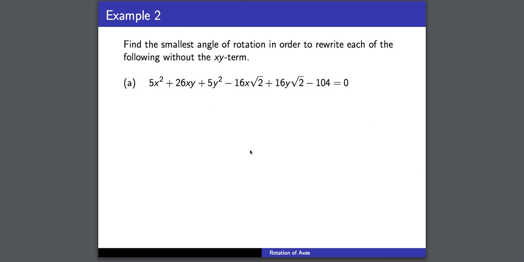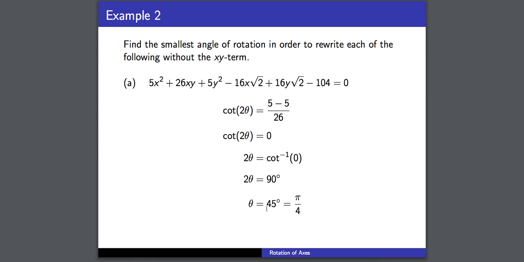Example 2: find the smallest angle of rotation in order to rewrite each of these without an xy term, so that it's going either up, down, or left, right for our various conic sections. In part A, A is 5, B is 26, and C is 5. So cotangent of 2 theta is 5 minus 5 over 26, which is 0. So 2 theta is the inverse cotangent of 0, which is 90 degrees, and dividing both sides by 2, if we rotate this graph 45 degrees, or pi over 4 radians, clockwise, we will get a graph that is not rotated.